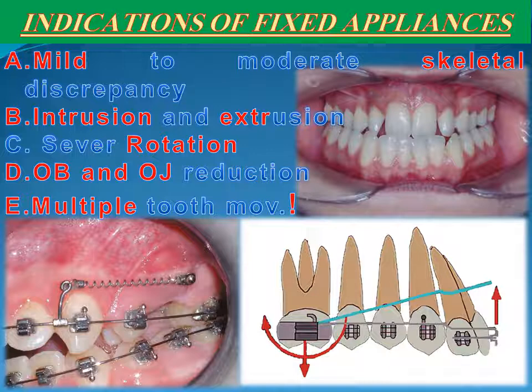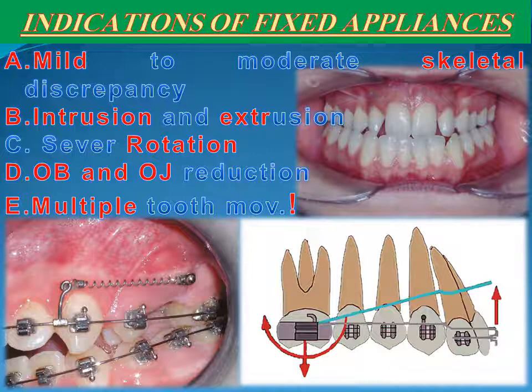Starting with first, mild to moderate skeletal discrepancy in anterior posterior direction or in sagittal direction, but here in adult rather than growing patients, because when the patient is growing, commonly they are indicated for myofunctional appliances or the extraoral appliances or headgears to achieve growth modifications of the jaws. The other indication, intrusion and extrusion, or apical tooth movement and occlusal tooth movement or incisal tooth movements.